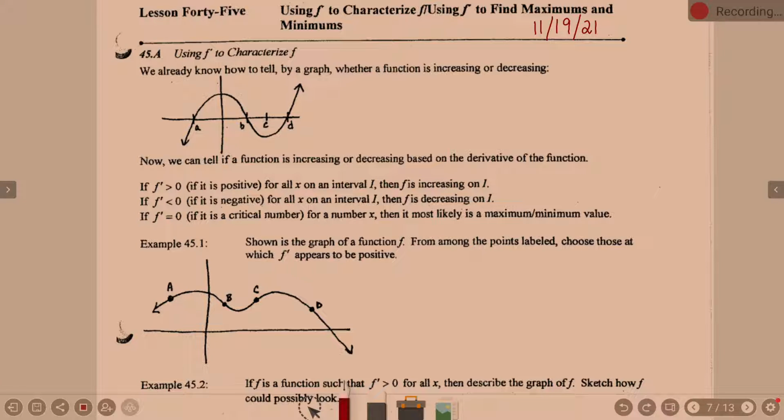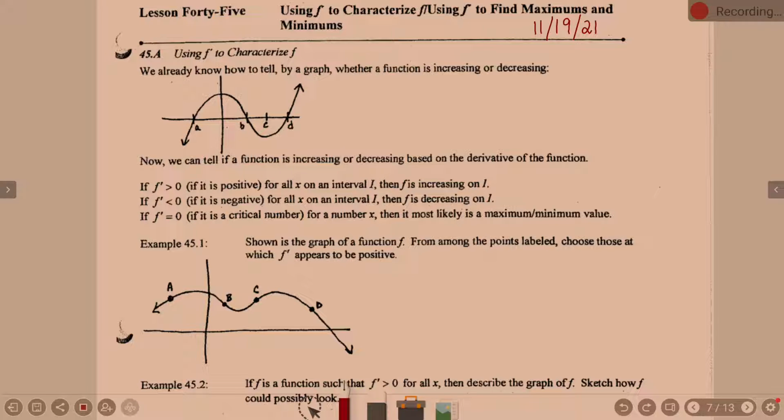Okay, lesson 45. Using f, I think that says f prime actually. It's hard to see in there. It should say f prime. Using f prime to characterize f, using f prime to find maximums and minimums.